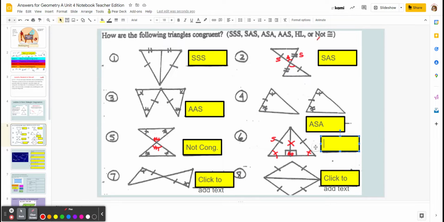Or we could even notice that this is a right triangle, and when we have the hypotenuse and a leg, you could use either one for that one. We could say angle, angle, side, or hypotenuse, leg. Either one would be correct.